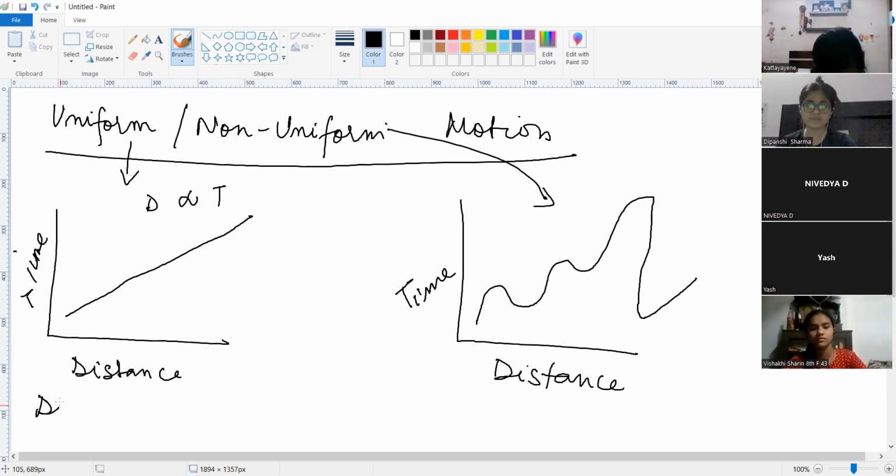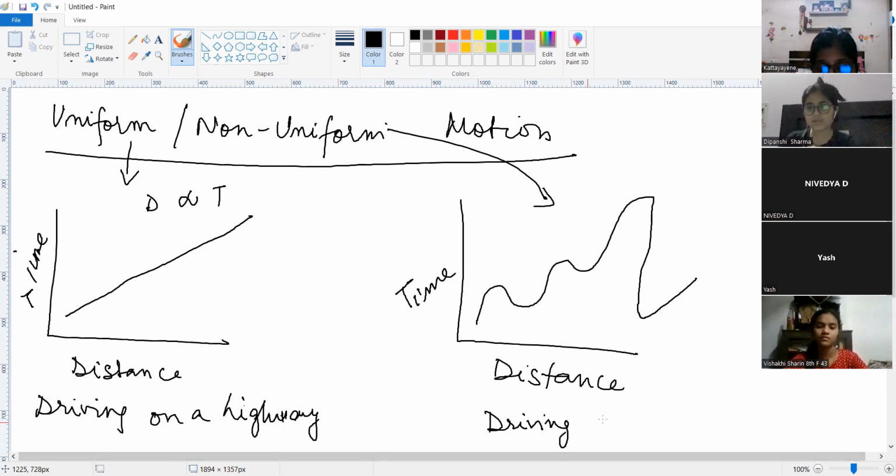Okay. Now, what is an example of a uniform motion here? Driving on a highway. Yes. So there is no traffic, nothing. Okay. And what about non-uniform motion? Driving in traffic. Okay. So sometimes your speed is 40, sometimes your speed is 5, depending upon how much traffic is there on the road. Am I clear? Uniform, non-uniform motion. Okay. Chalo.